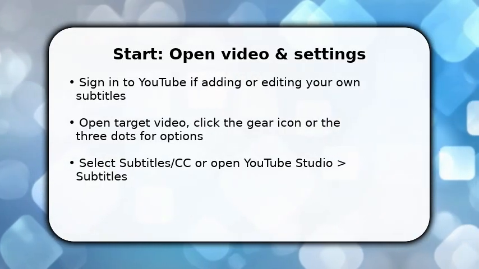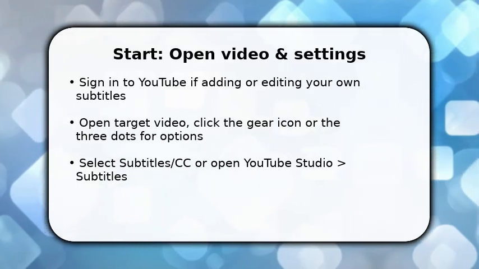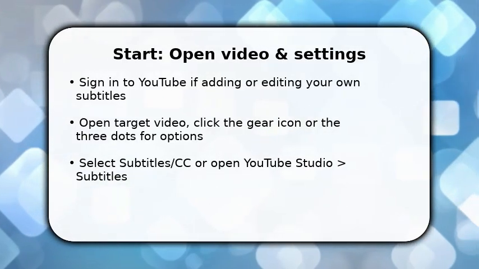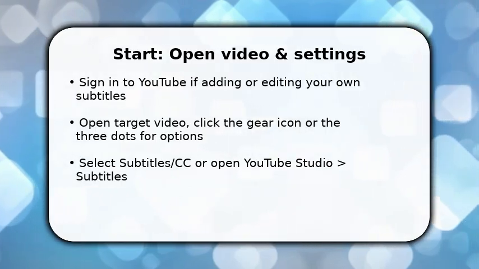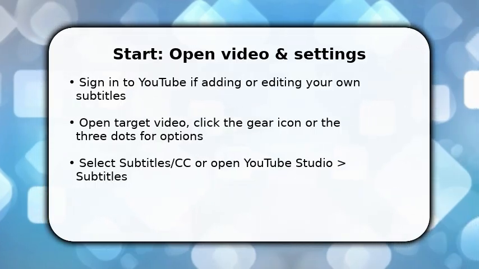If you plan to add or edit your own captions, go to YouTube Studio, pick Content, select the video, and open Subtitles. Once done, you'll see language choices and the Add button. That's your entry point to set English subtitles.